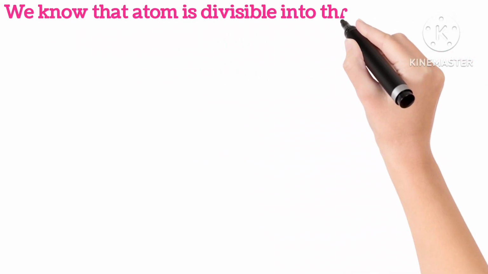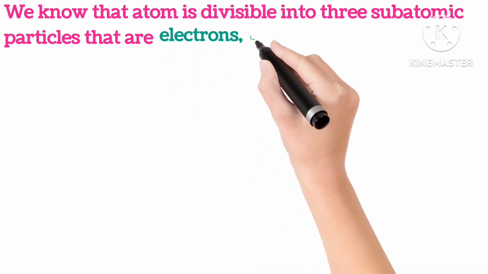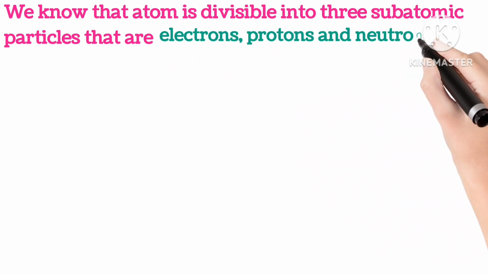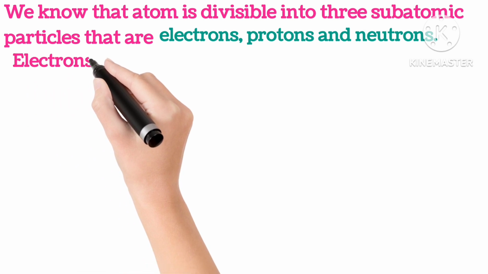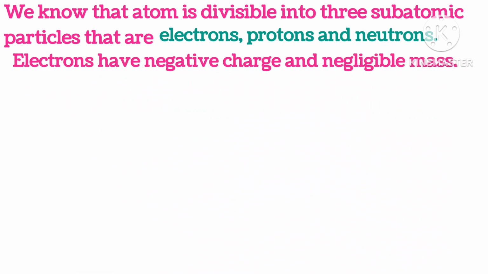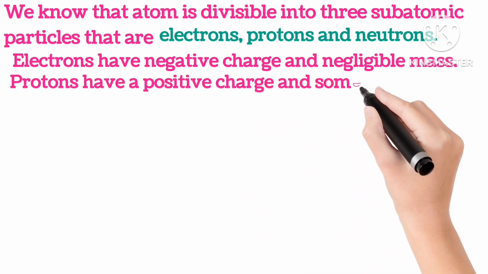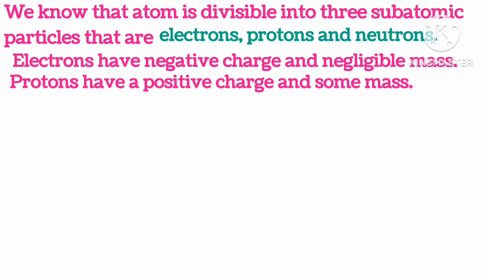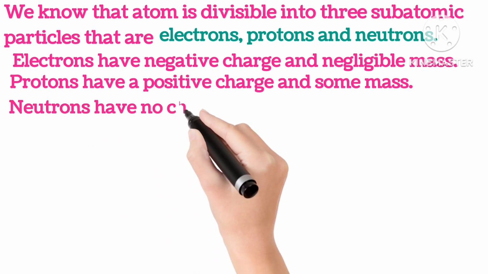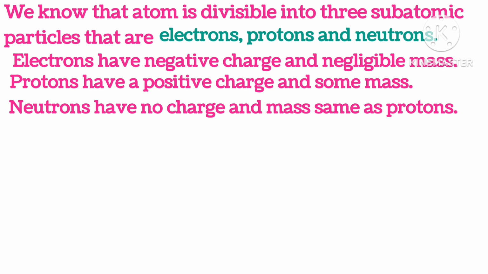We know that atom is divisible into 3 subatomic particles that are electrons, protons and neutrons. Electrons have negative charge and negligible mass. Protons have positive charge and some mass. Neutrons have no charge and mass same as that of protons.